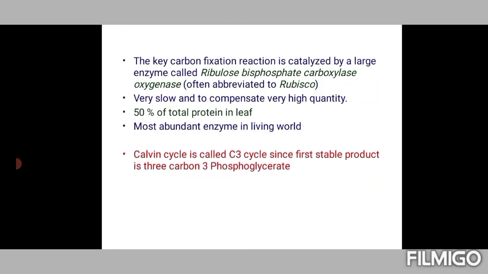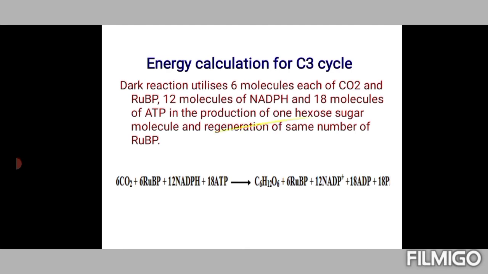The crucial enzyme involved is ribulose biphosphate carboxylase oxygenase, as we discussed. Actually, 50% of the protein in a leaf is constituted by this particular enzyme. So that's why this is the most abundant enzyme in the living world.